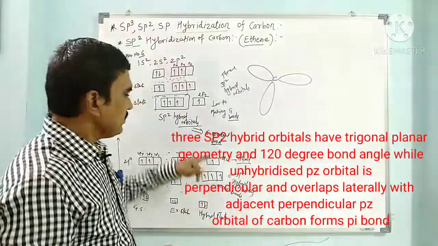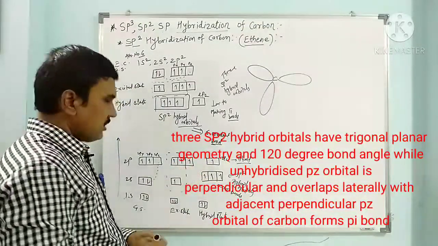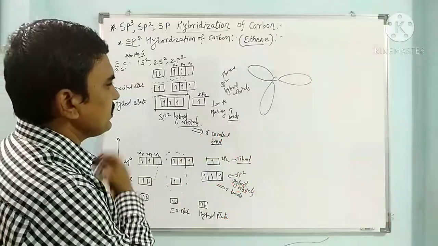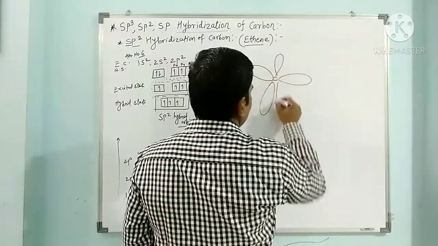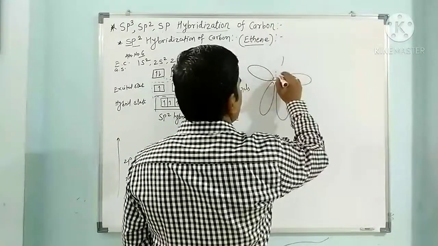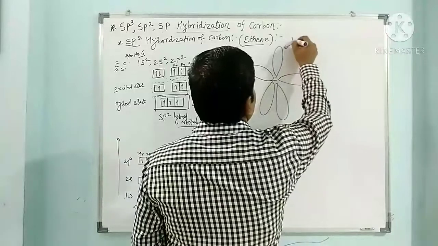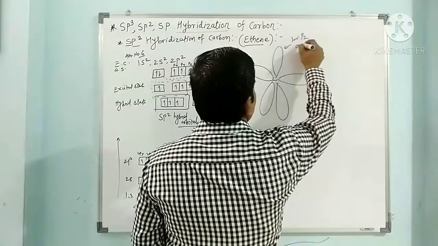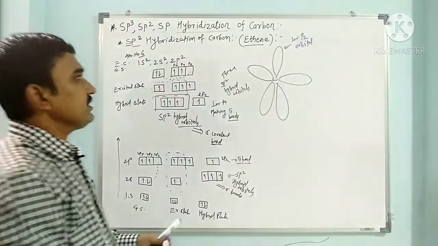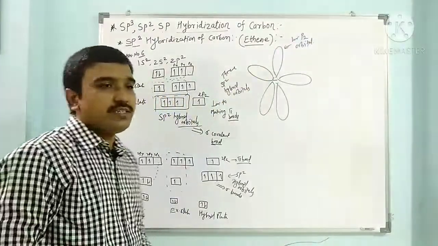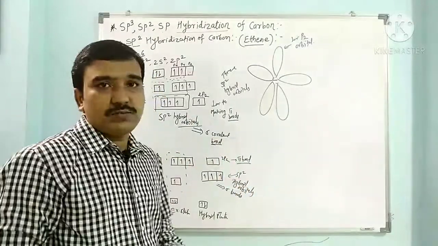Now here one remains, that is the perpendicular pz orbital. This is the perpendicular pz orbital of one carbon. If we take the example of ethene or ethylene, then ethylene has the structure CH2 double bond CH2. So these are the two carbons.